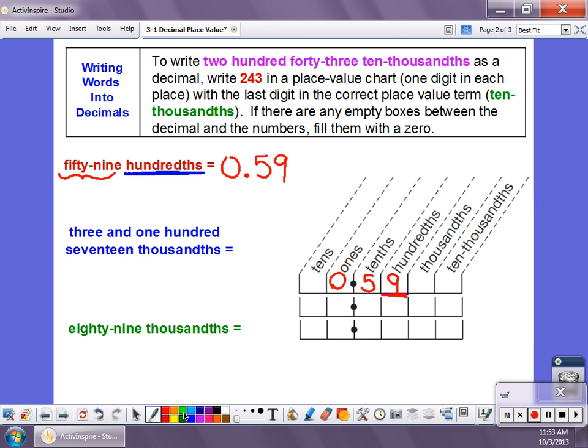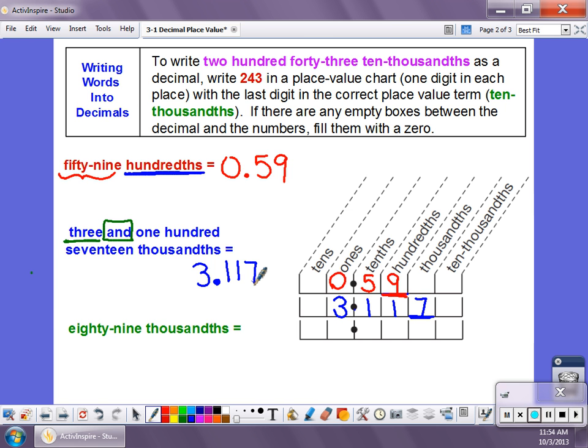Here's one where we have a whole number. And I can tell I have a whole number because of this word and. So what I have here is 3 wholes and 117 thousandths. So 3 and, we'll start there. The 3 goes in front of the decimal point. The decimal point is like my word and. 3 wholes and this part, 117 thousandths. So thousandths ends here, and I want 117. So 117.